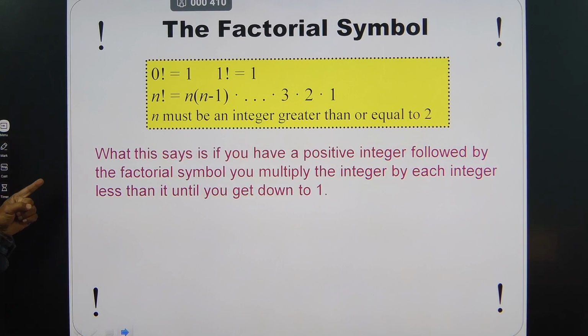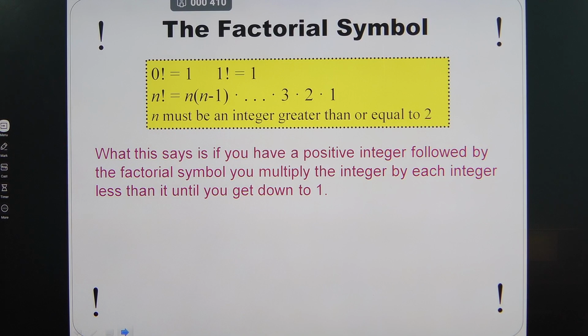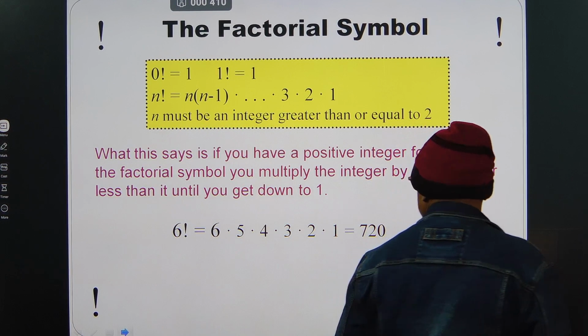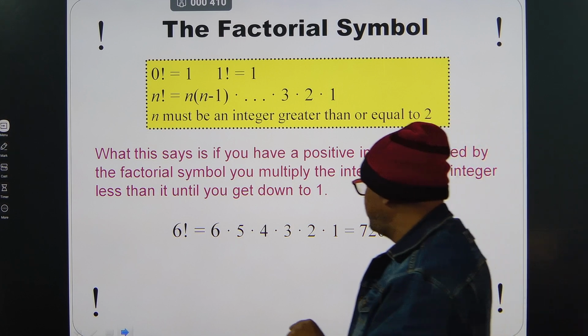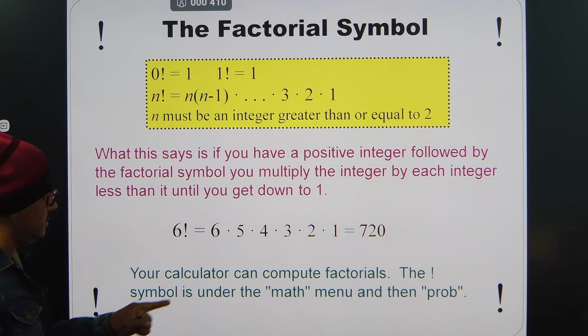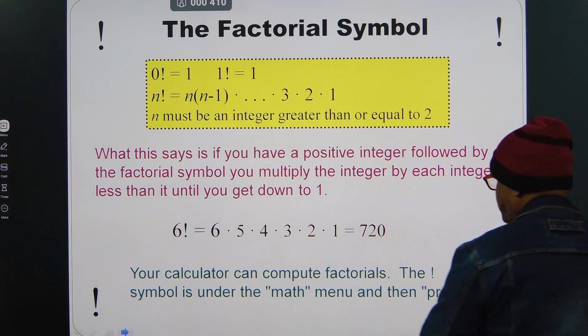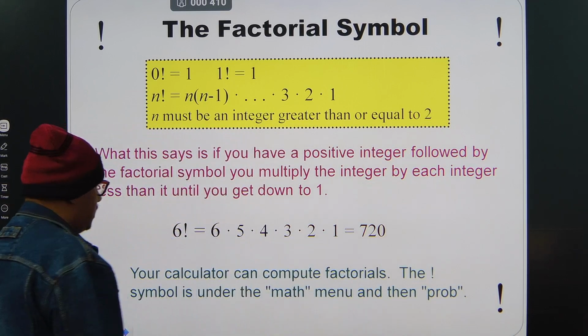What this says is, if you have a positive integer followed by a factorial symbol, you multiply the integer by each integer less than it until you get down to 1. For example, 6 factorial equals 6 times 5 times 4 times 3 times 2 times 1. All these numbers are to be multiplied. Your calculator can compute factorials with the exclamation symbol, which is under the mathematical menu.